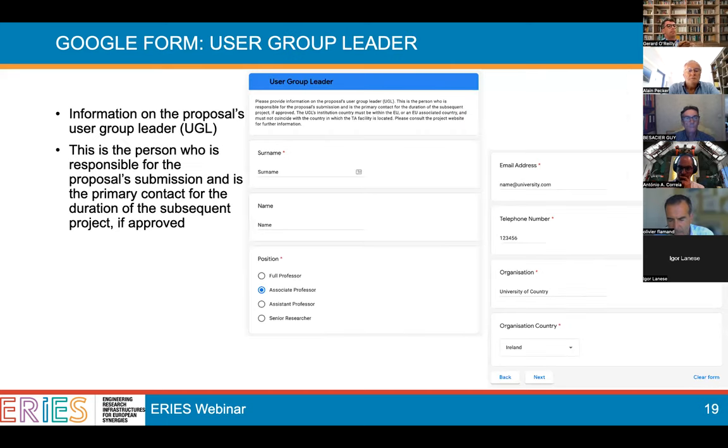Okay, so the user leader. Who is that? That is essentially the PI of the project, of the user group project that is being submitted. It is the person who is going to lead the effort and is responsible for the submission, the primary contact, and so on and so forth. I think this is a very straightforward kind of situation. So again, we're just requesting information: name, surname, position within a company, email addresses, contact, organization, stuff like that, and the organization country, which is shown here on the right-hand side.